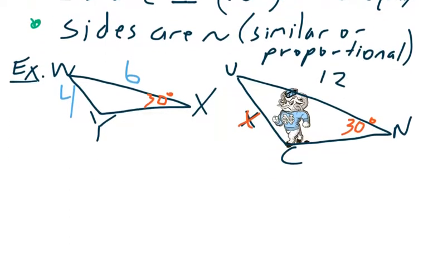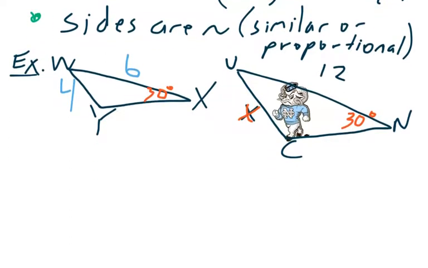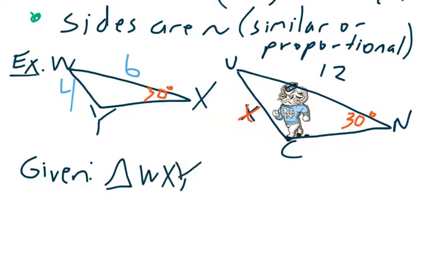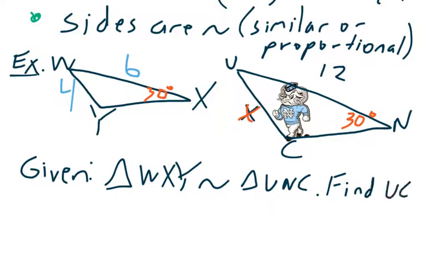And here's what's given in this problem. We're going to say given, this actually tells you a lot, what I'm going to show you, given the triangle WXY is similar to the triangle UNC. And then we're told to find segment UC. And the reason I know that's a segment is because it has the line over top of the letters. So it's wanting us to find the distance from U to C. That's segment length.